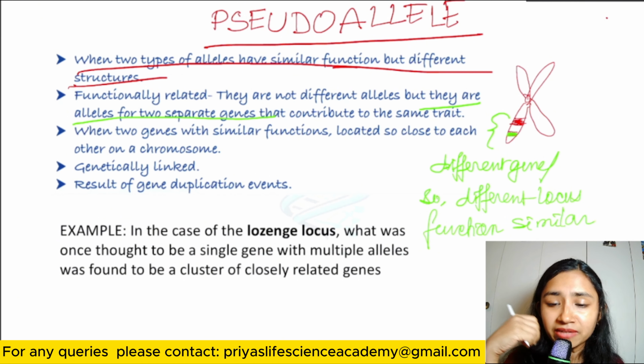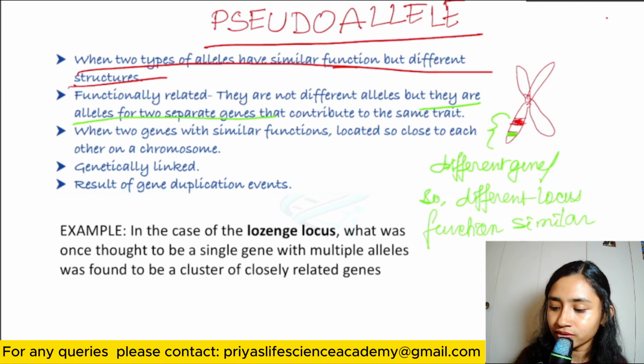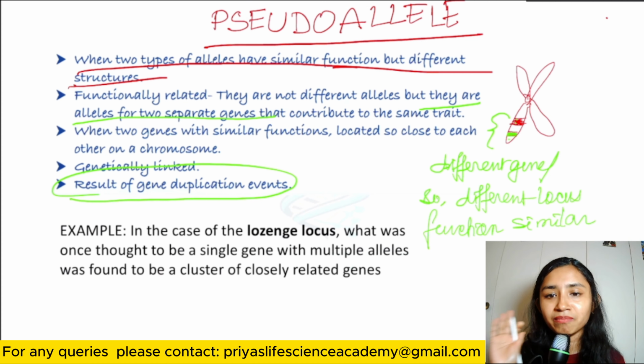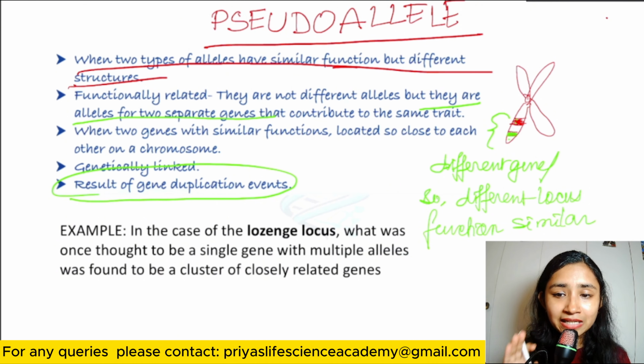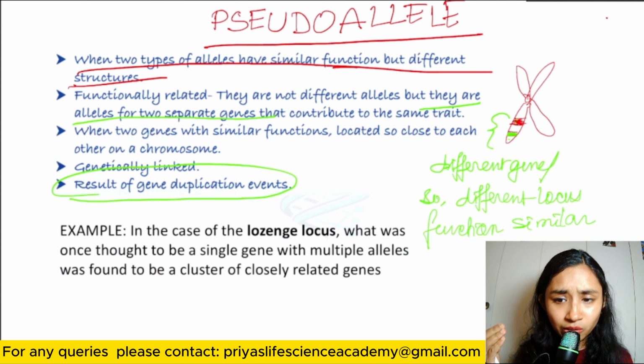Okay, it can be the result of gene duplication events. It can be the cause that there is a gene duplication, that this gene is duplicated and has given rise to this gene. So it can be the cause of the presence of pseudoalleles. But the main thing is you have to understand that the pseudoalleles are the alleles of two different genes, but their functions are similar and they are very closely located.